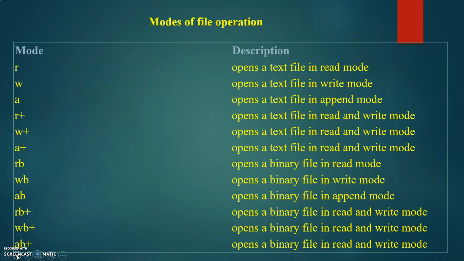So the first one is r mode. It opens a text file in read mode. w means it opens the file in write mode. a means it opens the file in append mode. Okay, so these are the very simple things: read, write and append.